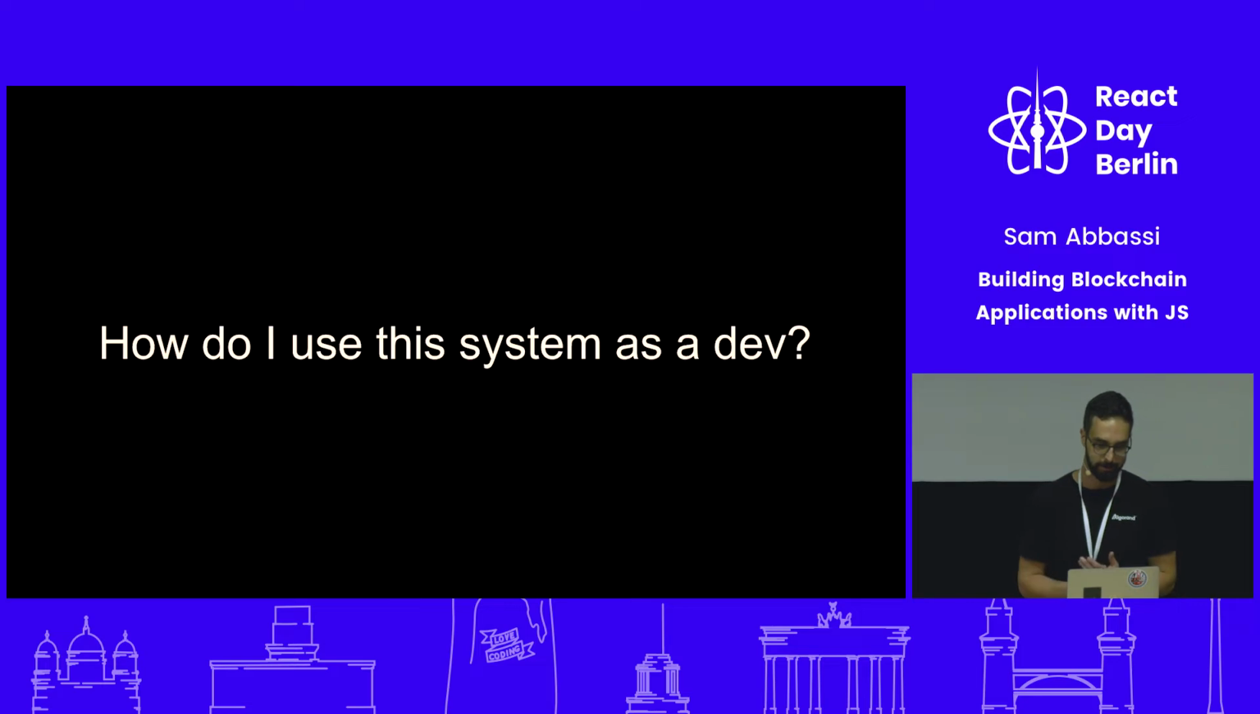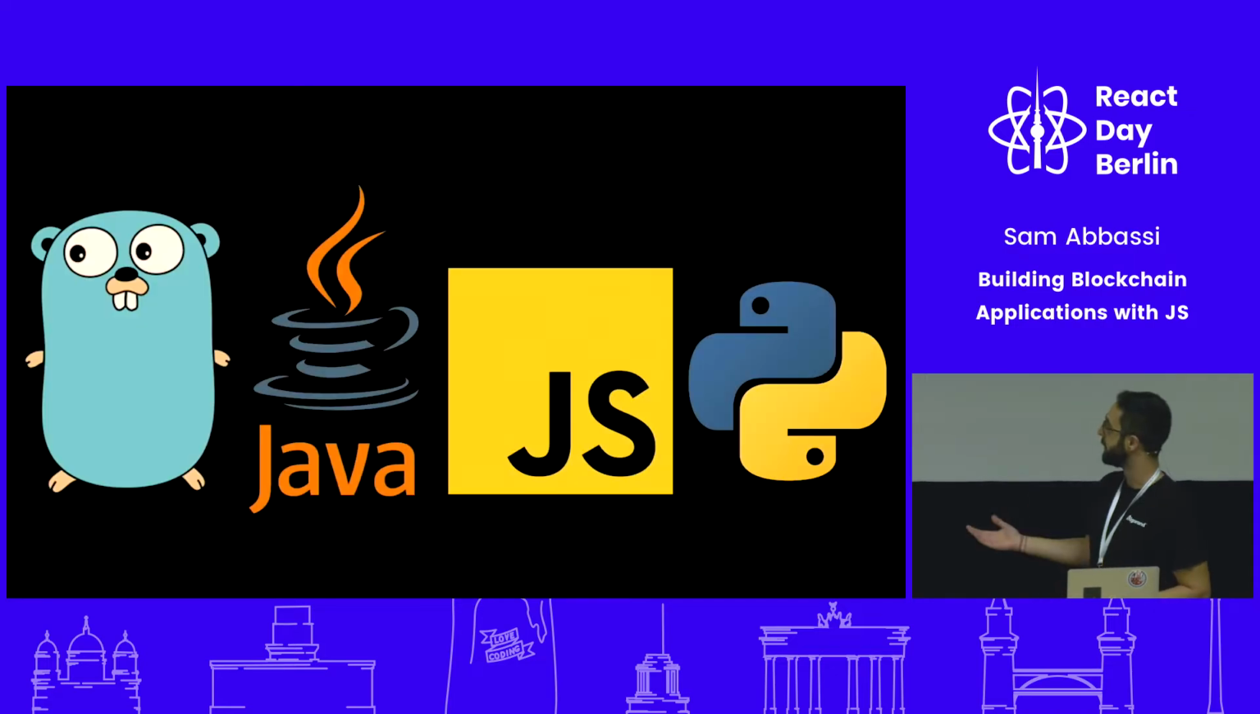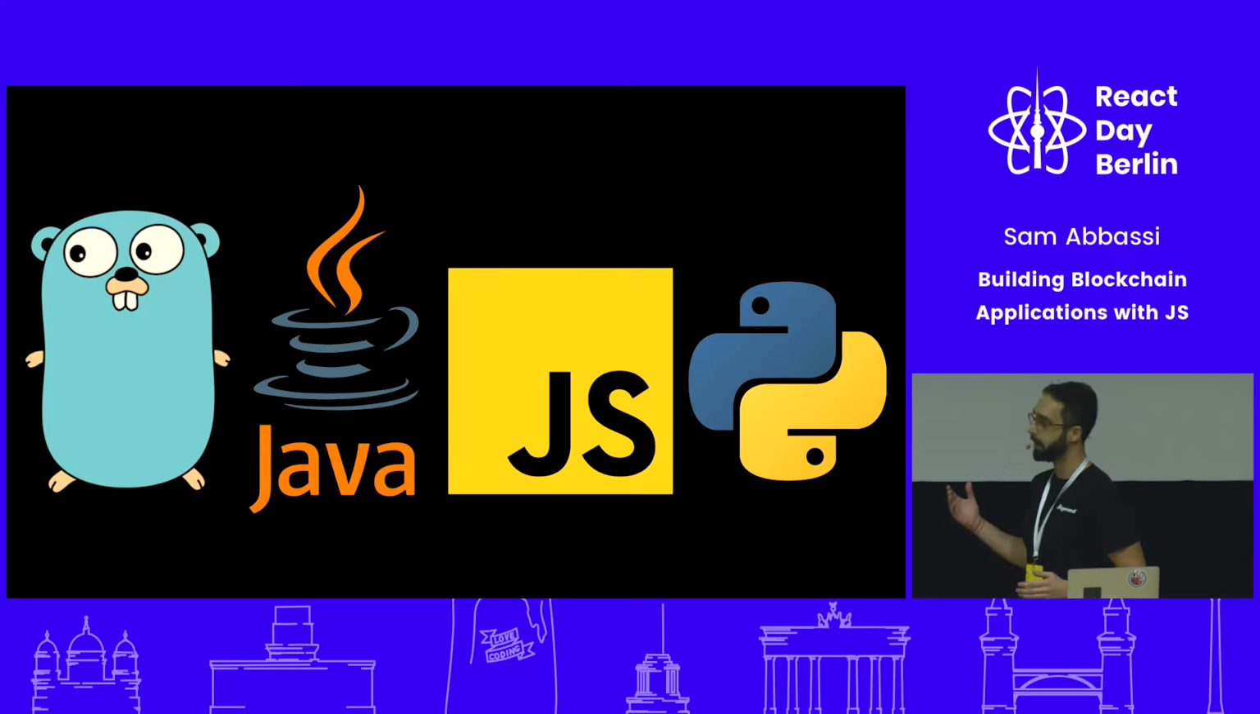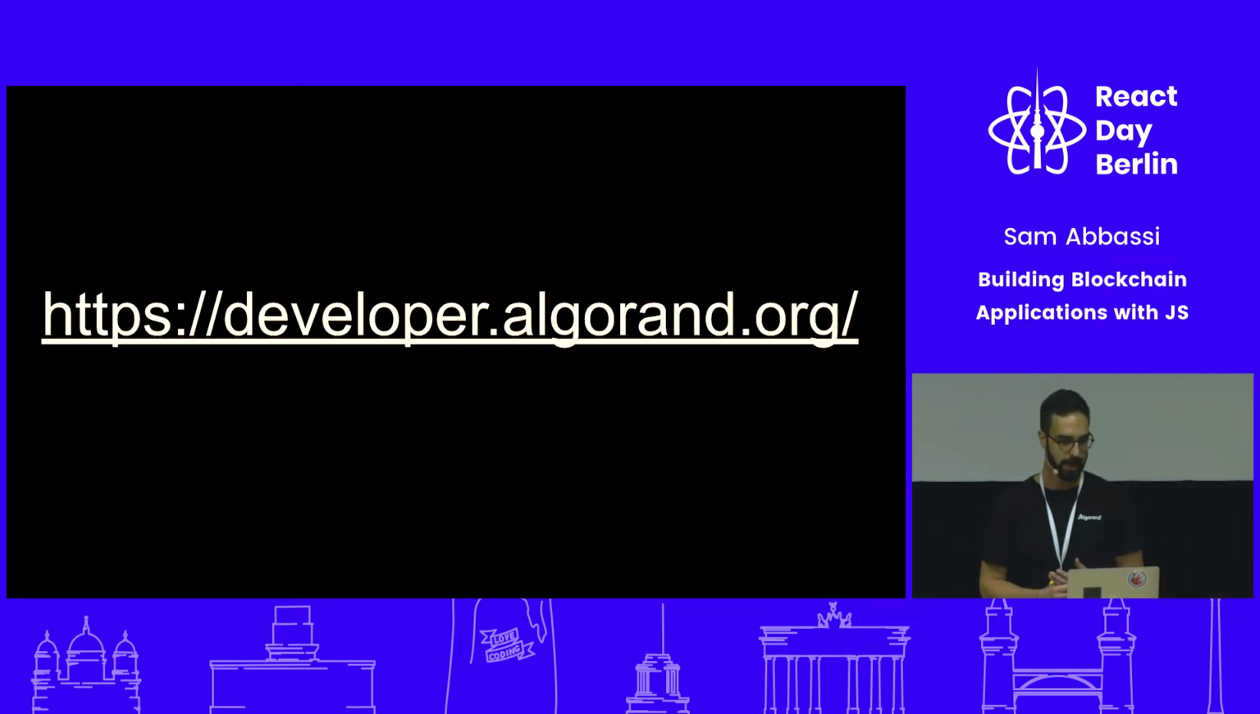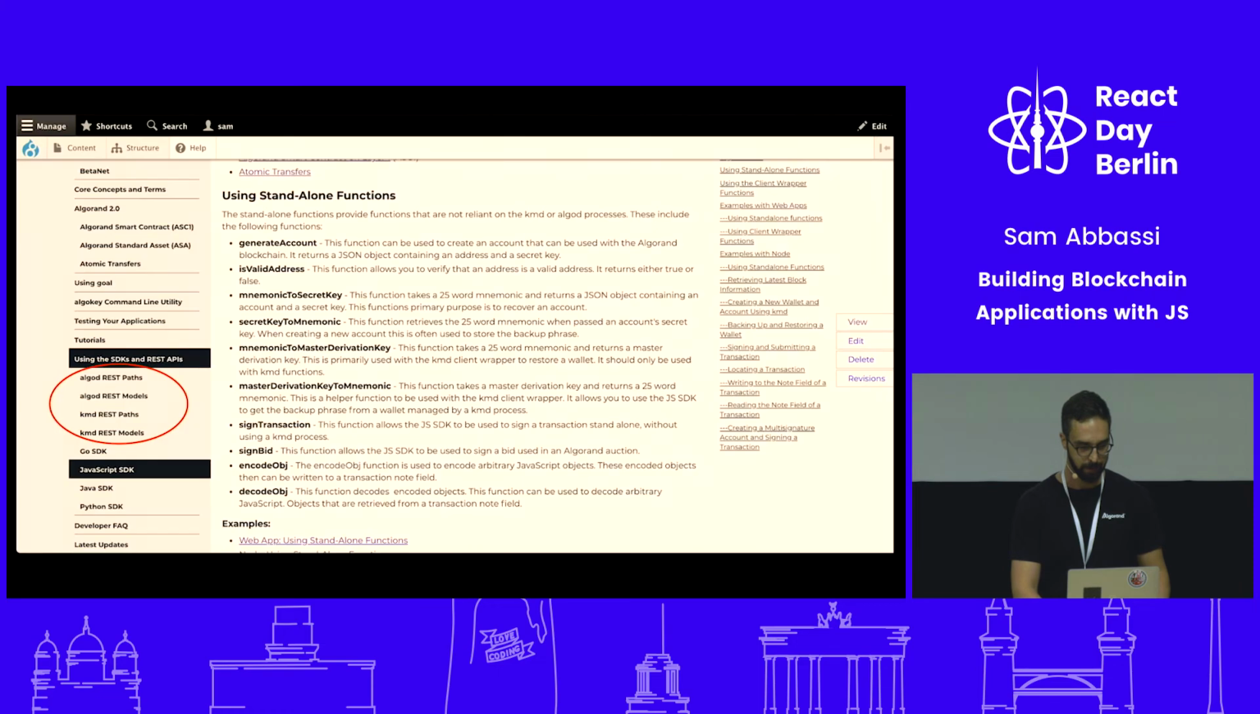So great. You may be saying, okay, this information is fine, but how can I use this as a developer? Like, where's the advantage for me? So that's where we focus a lot of our attention. And we have 4 different SDKs in Go, Java, JavaScript, and Python. So you can see all this information at developer.algorand.org. Here you can see some examples of some JS standalone functions. In red, I have circled our REST paths for what are called algod and KMD. You can read about that on your own time.